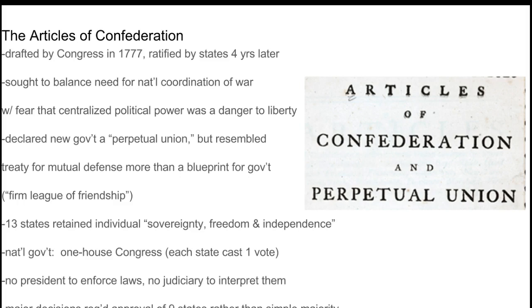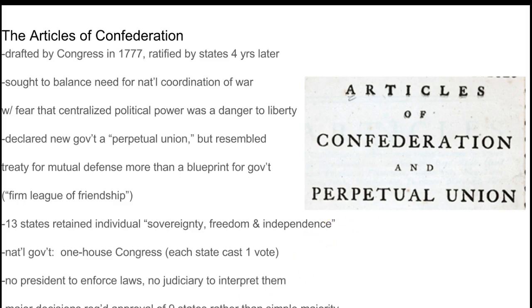There was no president, there was no judiciary, there was nothing but Congress. So if you took out the president and you took out the Supreme Court and all the court system, that's what you would get now. Major decisions required the approval of 9 states rather than a simple majority, meaning basically 51%. So they made it very hard. They also made it very hard with the Articles of Confederation, that it had to have unanimous approval in order to ditch this document.